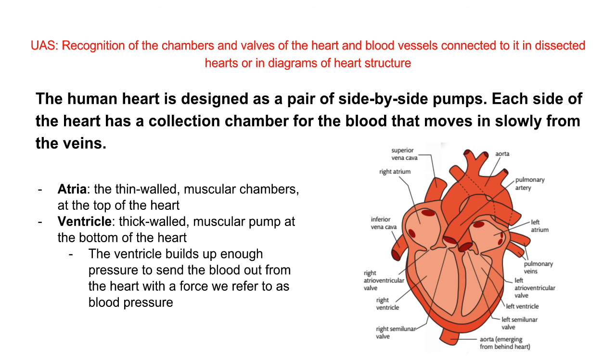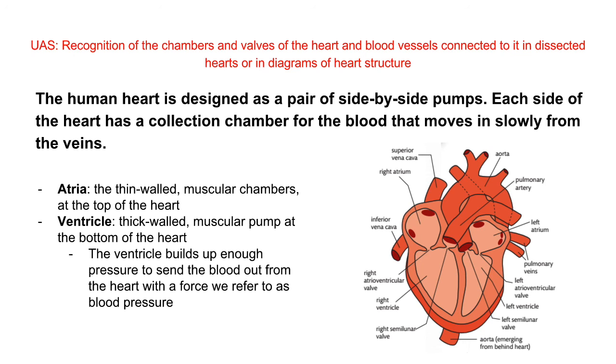The understanding for this section is the recognition of the chambers and valves of the heart and blood vessels connected to it in dissected hearts or in diagrams of heart structure. The human heart is designed as a pair of side-by-side pumps. Each side of the heart has a collection chamber for the blood that moves in slowly from the veins.